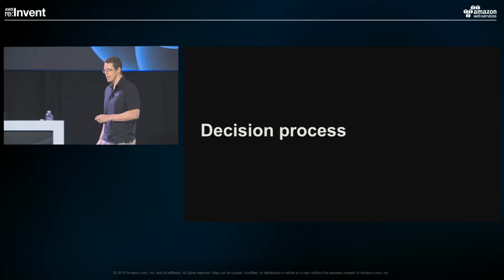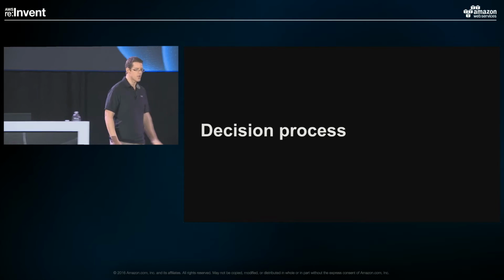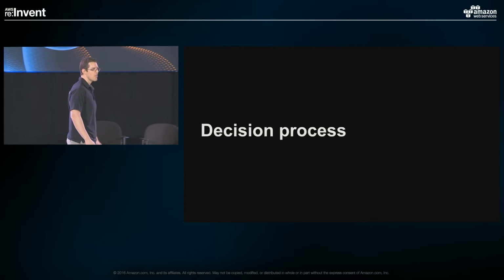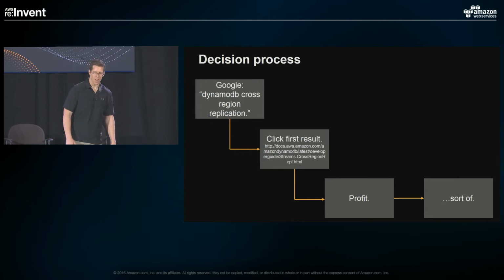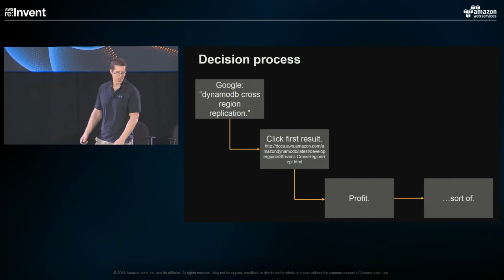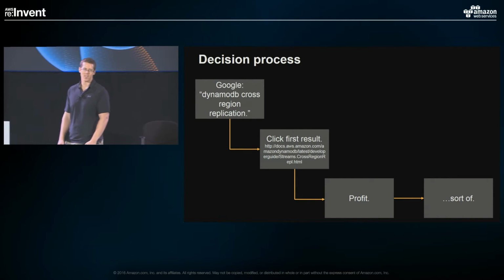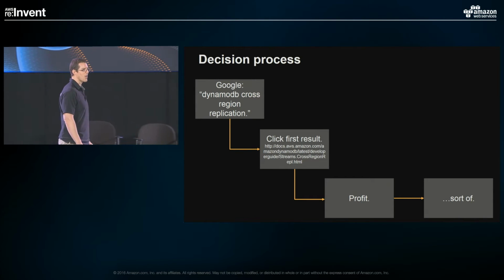So we talked about this and we talked about the need. The next thing we had to do was an intensive R&D figuring out how we're going to do this, right? We had this decision process. So I went to Google and I typed in DynamoDB cross-region replication, and I clicked the first link. And that was kind of the beginning of the R&D process, as one does.